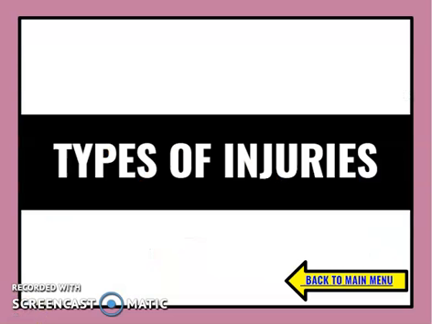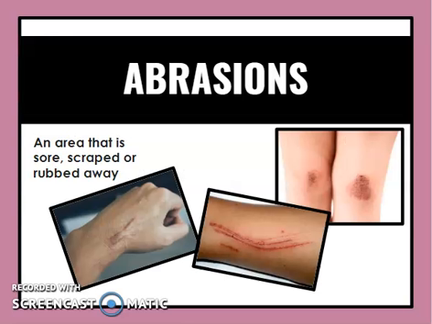Types of injuries. Abrasions. An abrasion is a type of open wound that's caused by the skin rubbing against a rough surface. It may be called a scrape or a graze, and most of us have had one of these. When an abrasion is caused by the skin sliding across hard ground, it may be called road rash.